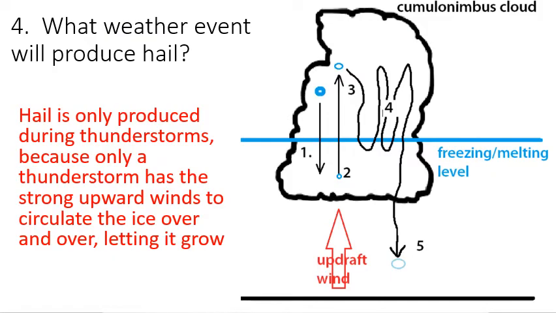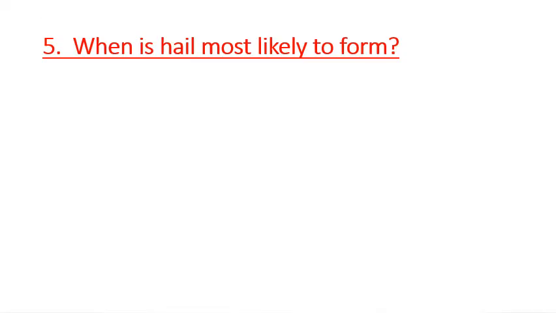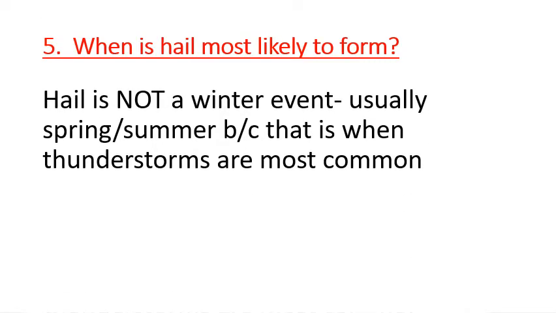So what weather event will produce hail? Hail only comes out of thunderstorms because that's when you get the cumulonimbus clouds that have those strong updrafts that can make that process happen. So hail is only produced out of thunderstorms. Now, when is hail most likely to form? Hail is not a winter event because you need the hot and the cold, and you need those big thunderstorms, and that's usually spring or summer because that's when thunderstorms are most common.